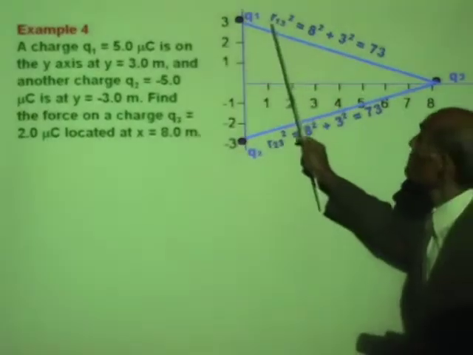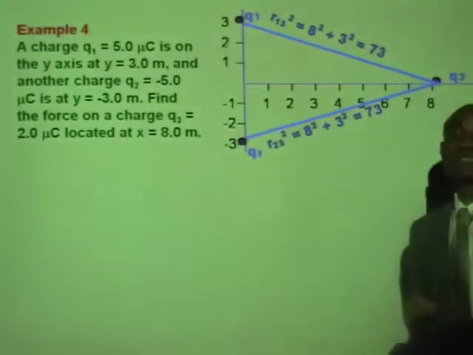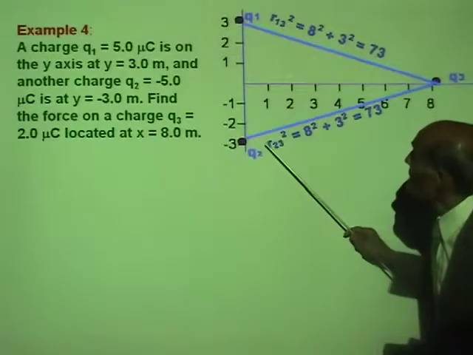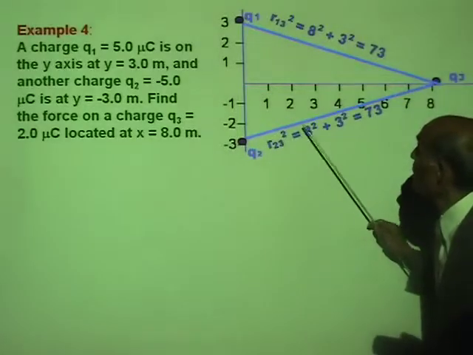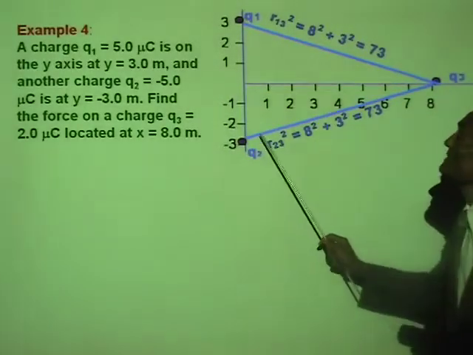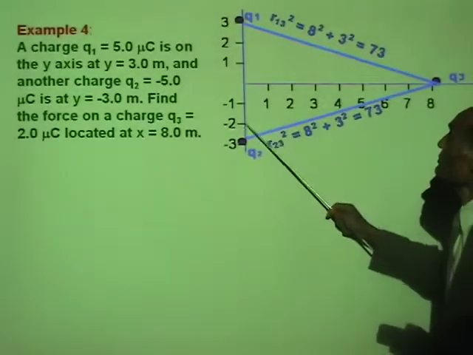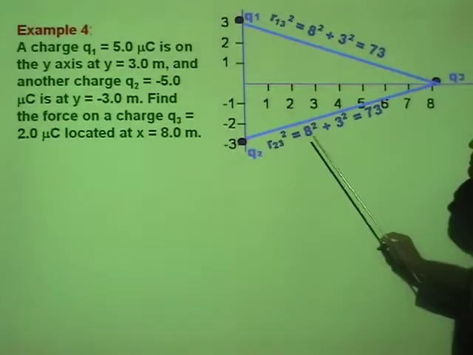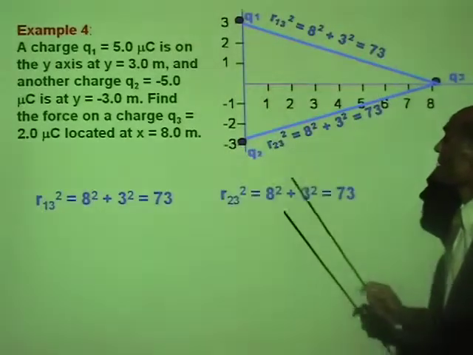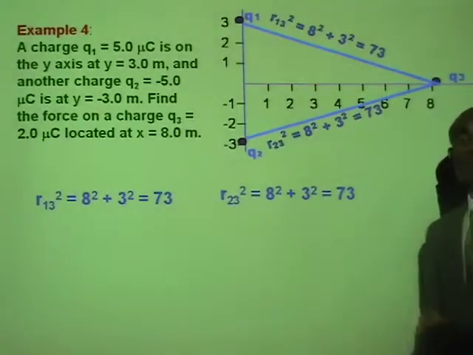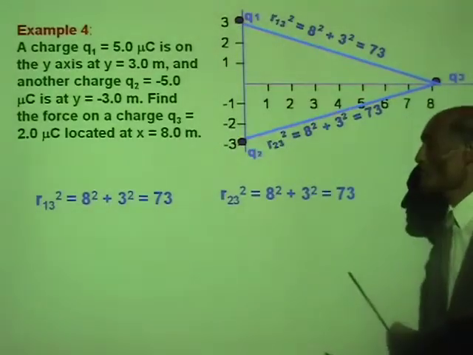Now, in our equation, we will need the value of R13 squared. The value is 73. Similarly, the square of the distance R23, R23 squared also is 73. Is that right? The square of that distance is 8 squared plus 3 squared. Okay, once you know these distances, there you got R13 squared is 73, R23 squared is also 73. I hope you understand why or how we got those numbers.